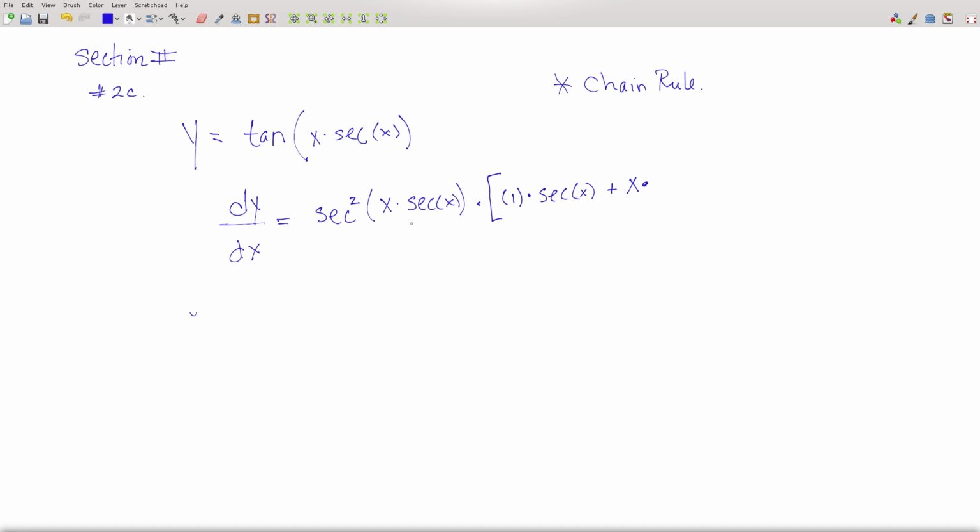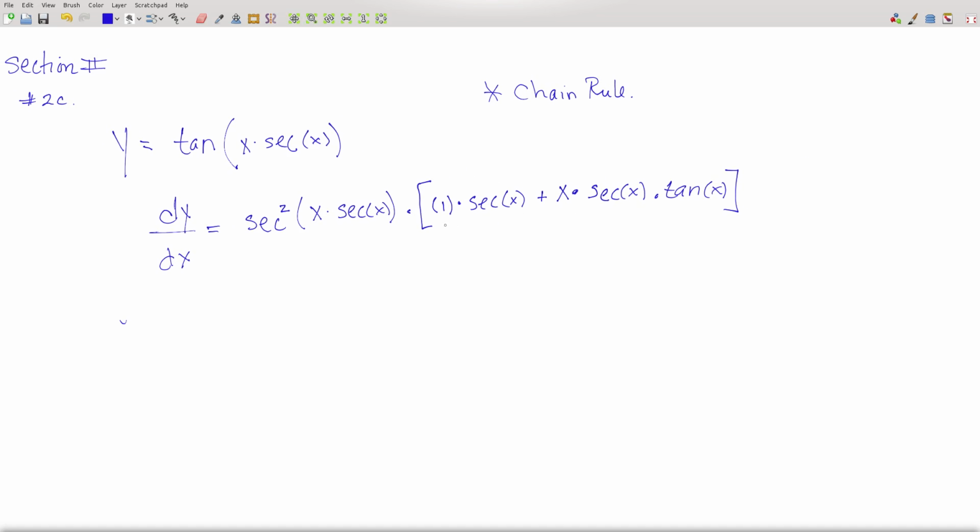Well, what is the derivative of the secant of x? You must remember that the derivative of the secant of x is the secant of x times the tangent of x. In these brackets, what is it exactly that is in these brackets? Well, what's in these brackets is the derivative of x times the secant of x, using the product rule. How does the product rule work? It's the derivative of this guy times that guy plus this guy times the derivative of that guy, right?